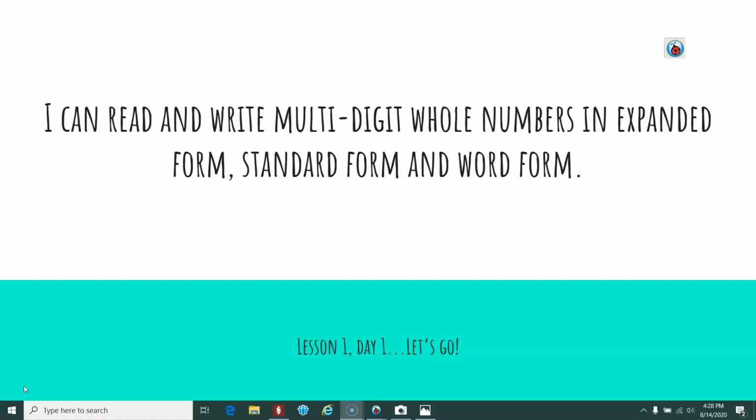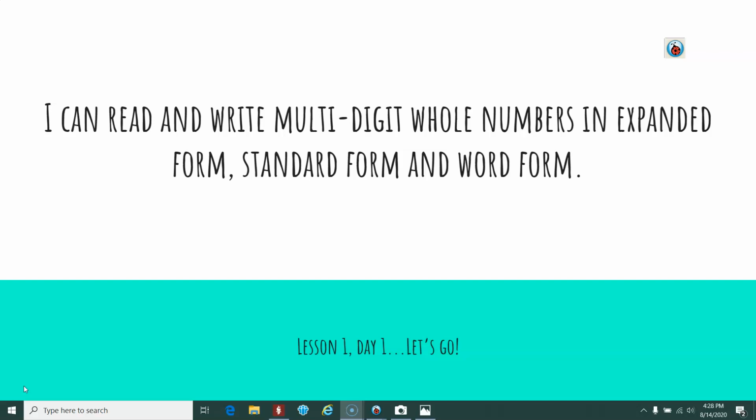So our learning target for today is I can read and write multi-digit, that means more than one digit, whole numbers in expanded form, standard form, and word form. And I know that you have heard those different forms before in third grade and possibly even second grade, so this is going to be a review. The only difference is that the numbers we use might be a little bigger than the ones that you have worked with.